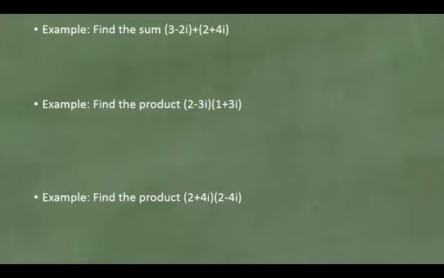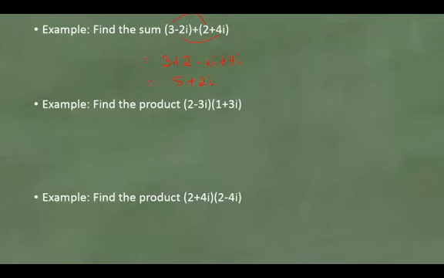So let's start off with some easier examples here. Find the sum of 3 minus 2i plus 2 plus 4i. Again, the only thing you have to be careful with is that you can only combine the real parts with the real parts and the imaginary parts with the imaginary parts. This might as well read 3 plus 2, and negative 2i plus 4i. 3 plus 2 is 5. Negative 2 plus 4 is positive 2. And we're done.